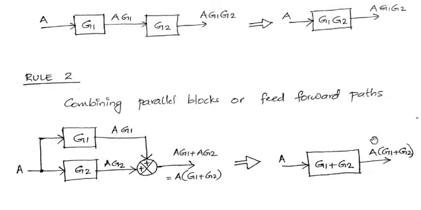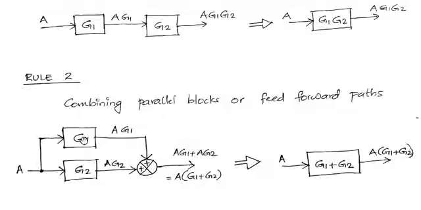Right? So the gain of this particular block or system will be G1 plus G2. So this A will get multiplied with G1 plus G2, and finally we'll get the output A into G1 plus G2, which is the output in our initial system. Okay.